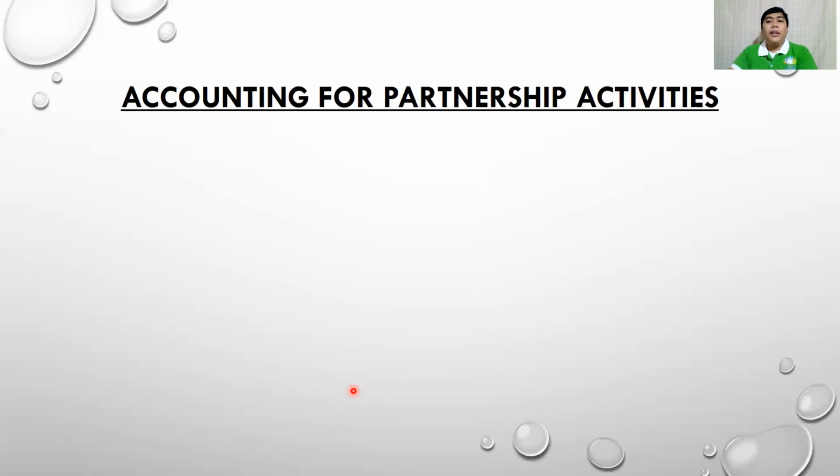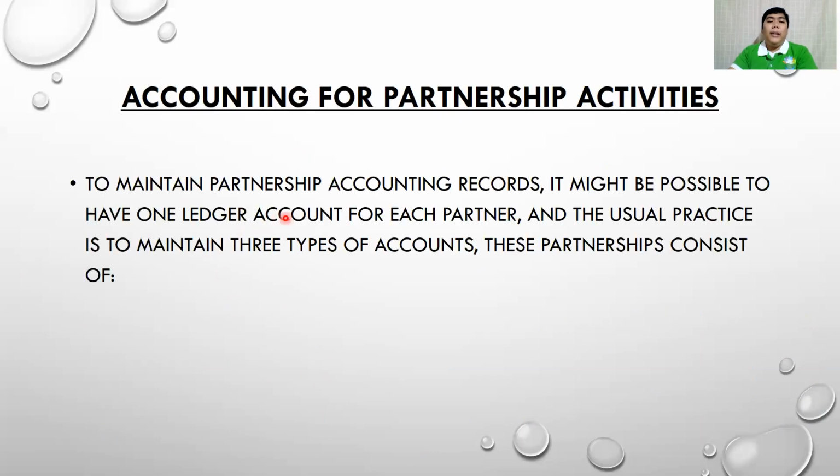So, accounting for partnership activities. To maintain partnership accounting records, it might be possible to have one ledger account for each partner. That is what I said earlier, that sole proprietorship and partnership are identical and the same in terms of their accounting for assets and liabilities, and some other accounts, except for the capital accounts, because in a partnership, capital accounts are more than one.